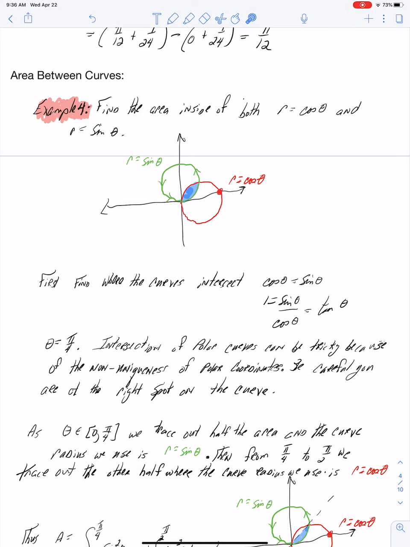R equals cosine theta is also a circle, but it's rotated a little bit. At 0, cosine of 0 is 1, so I'm there. At pi, I am there. At pi halves, I am there. And then at pi, cosine of pi is minus 1. It would be over here, but since the radius is negative, it gets reflected, recall. And so I go that way. And in fact, let's put in a few arrows here to indicate how I'm moving.